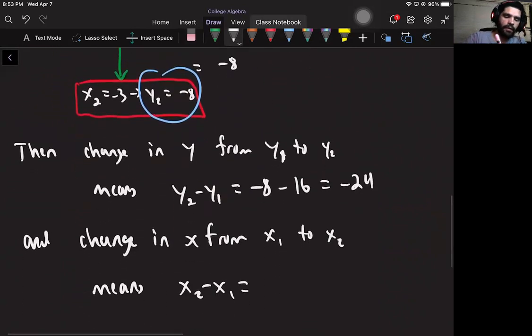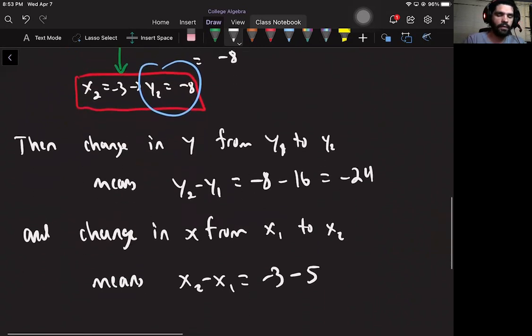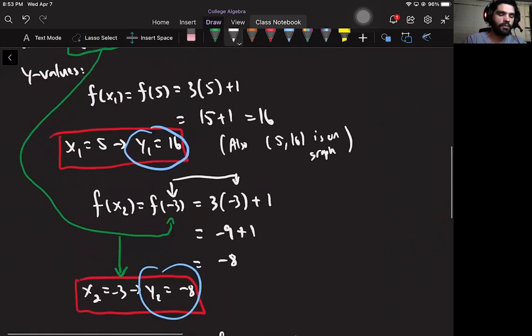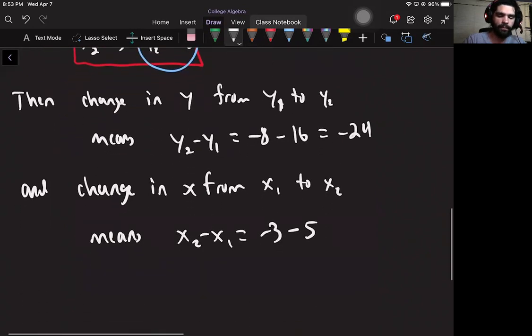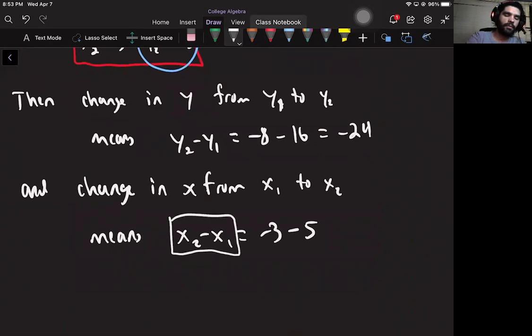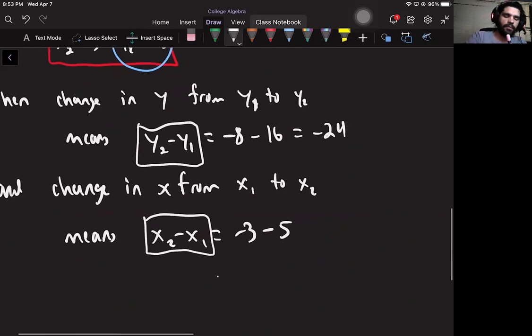So -3 minus 5, because x2 is -3, and I subtract, and x1 is 5. You do have to be careful when you have too many negatives going on, but it's always just the second number minus the first number, and just be very careful. Okay, so -3 minus 5 is -8.